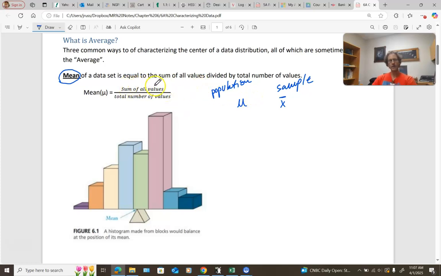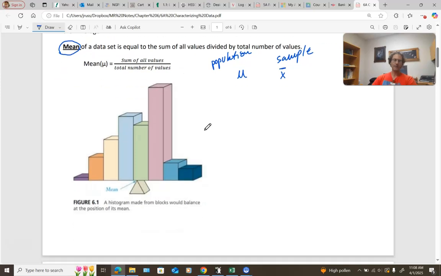Well, you sum up all the values in your data set, and then you divide by the total number of values. So if I sampled 10 Academy Award-winning actresses, I would add up all their ages, and then I would divide by 10 because I had 10 data values.